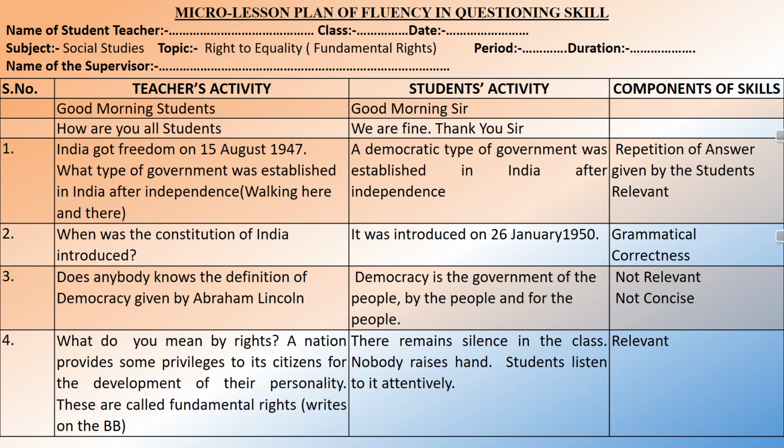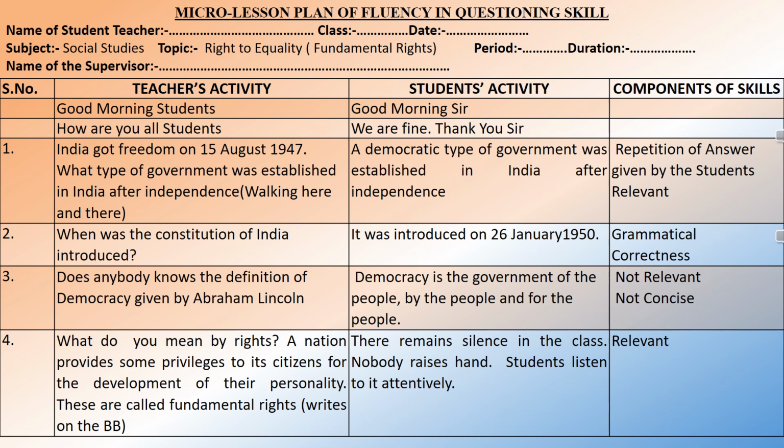After the preliminaries, the micro plan will be divided into 4 columns. In the first column, serial number will be written. In the second column, teacher activity will come. In the third column, student activity will be written. And in the last column, the components of fluency in questioning skill of micro teaching will come.